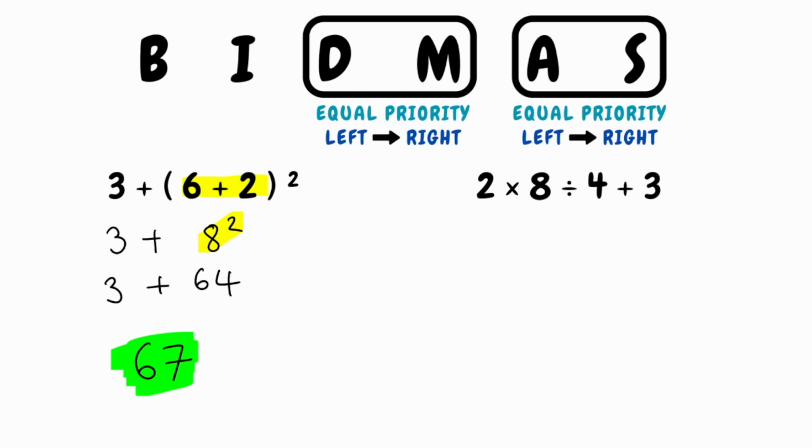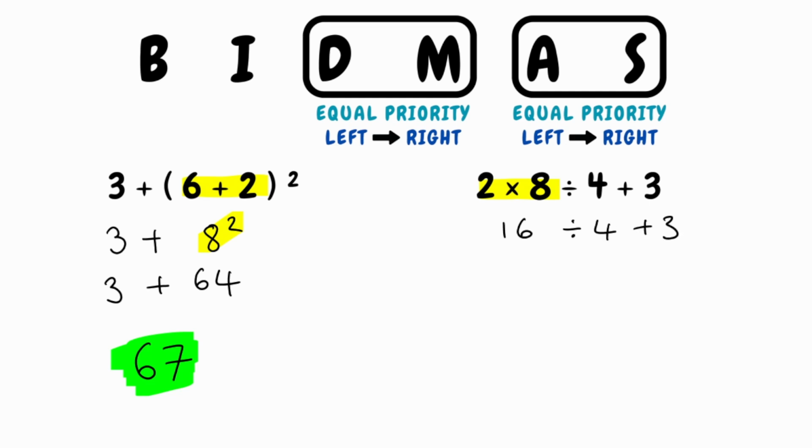Now we're looking at division and multiplication, which are both of equal priority. We can see in our calculation, we've got both a multiplication and a division. So we're simply just going to start from the left-hand side. We're going to do this 2 multiplied by 8 first. If we do 2 multiplied by 8, that's going to give us 16. And then we can bring down the rest of the calculation. So we've still got our divide by 4, then plus 3.